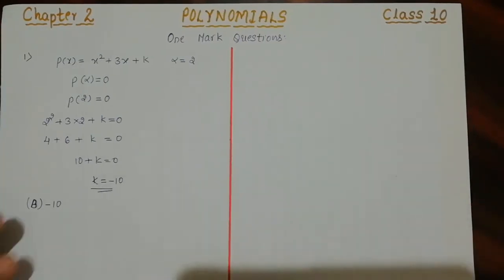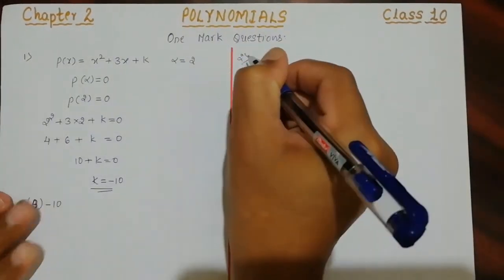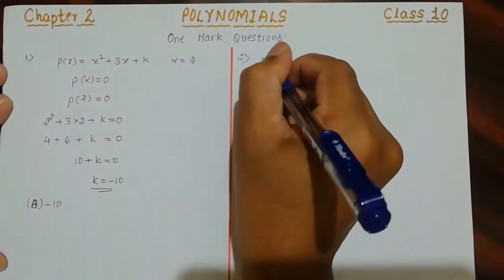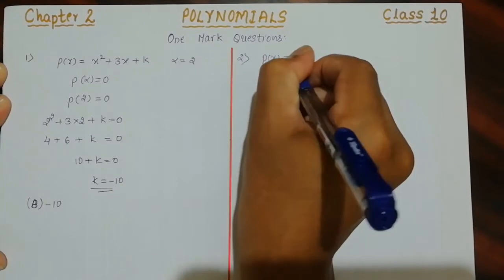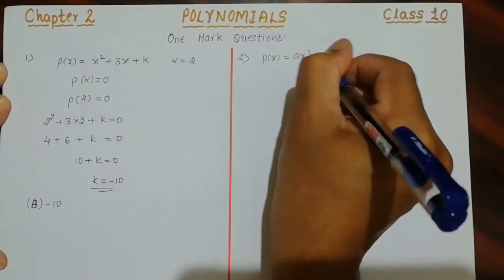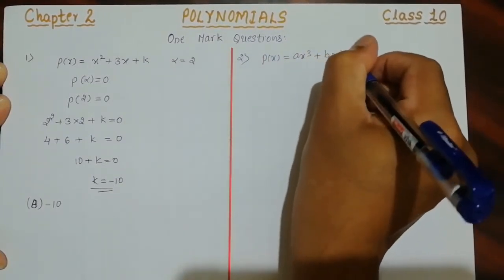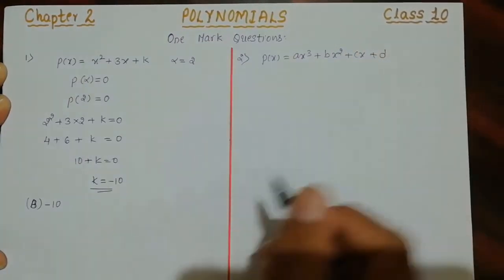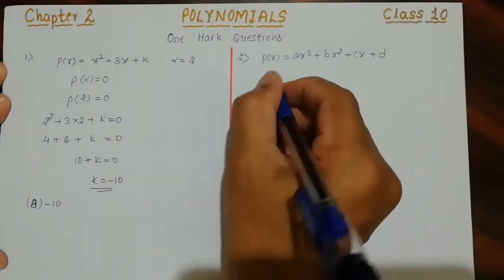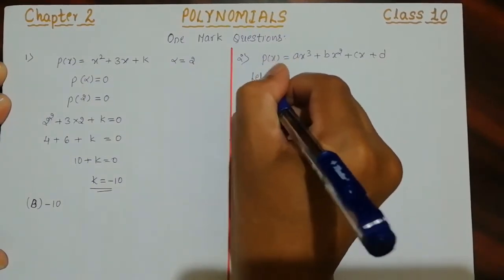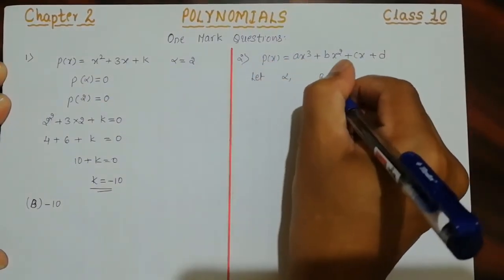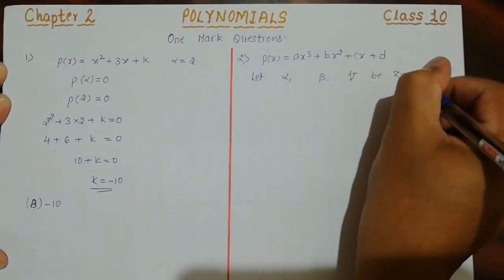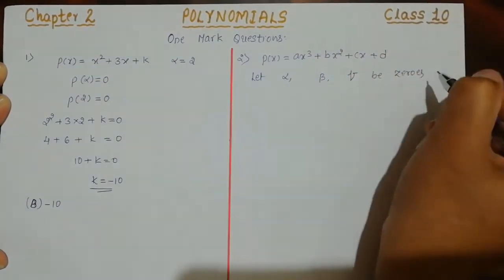Okay, so now look here. The given polynomial is in the standard form: P of x is equal to ax cube plus bx square plus cx plus d. It is a cubic polynomial, so let alpha, beta, gamma be the zeros.